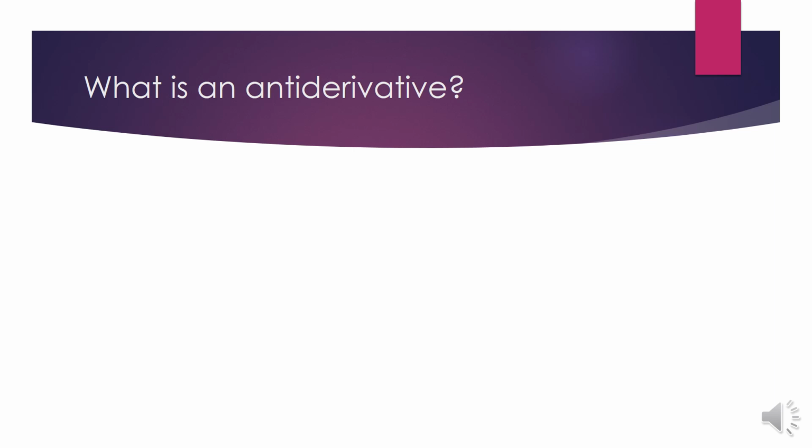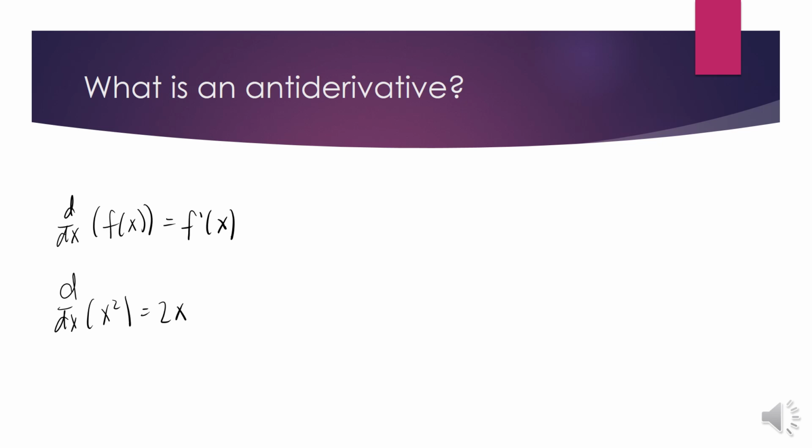So a derivative, the derivative of f of x, was where we applied all of our different rules. We had the power rule, the sum rule, the product rule, all of those different ones. For example, we would say that the derivative of x squared is 2x.